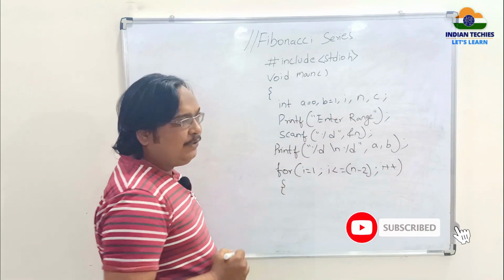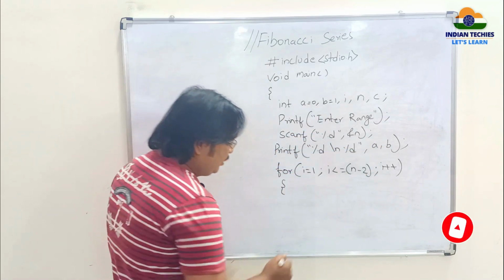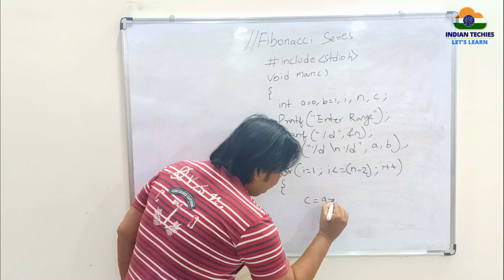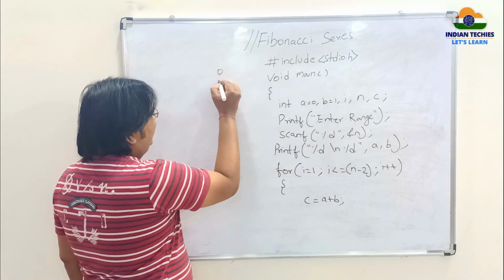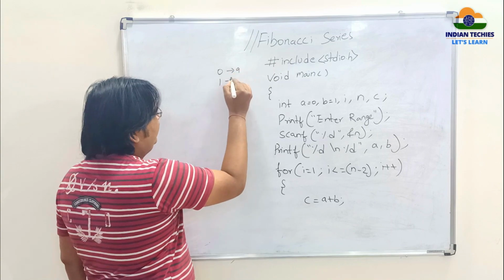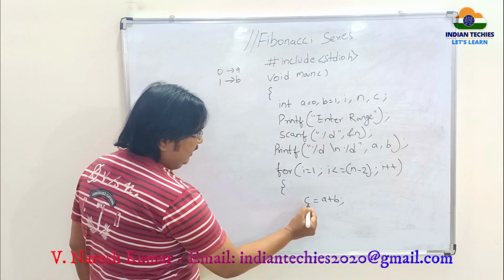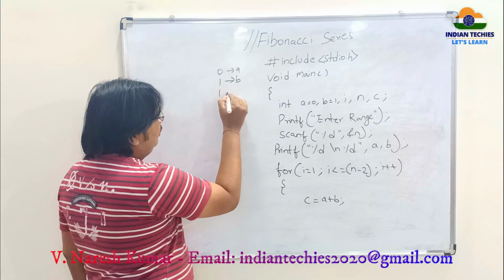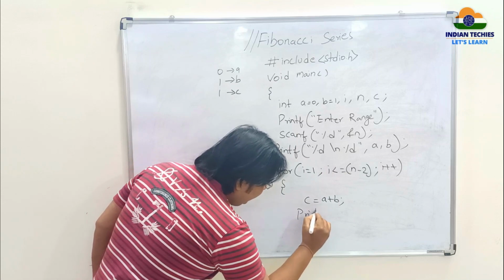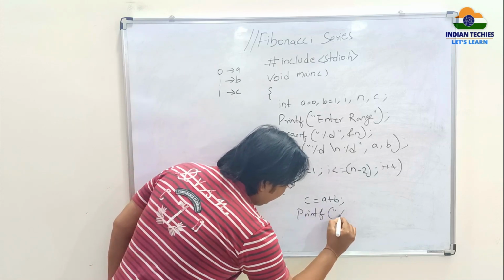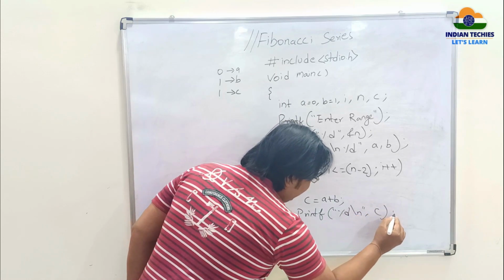Inside the for loop, first of all, we already have the a value and b value. Add them: c is equal to a plus b. Suppose 0 and 1, this is a and this is b. What is happening? 0 plus 1, c. So you are getting c also. Now you got c and you are printing that value in the next line: %d slash n, you are printing c.